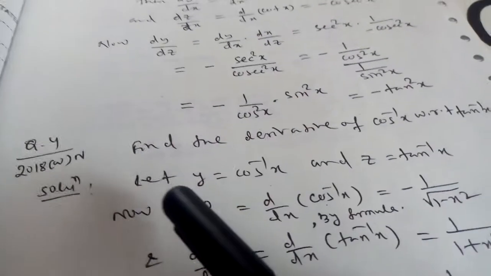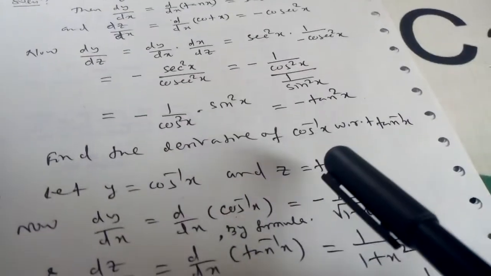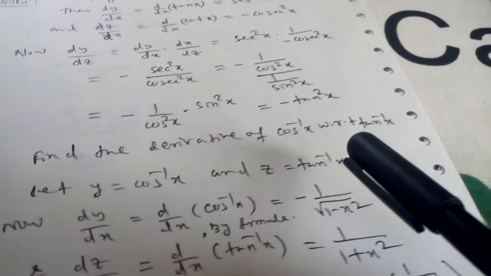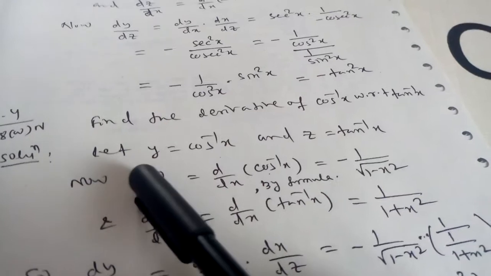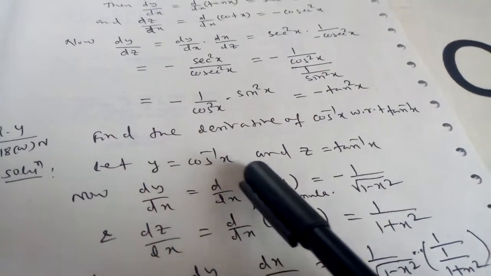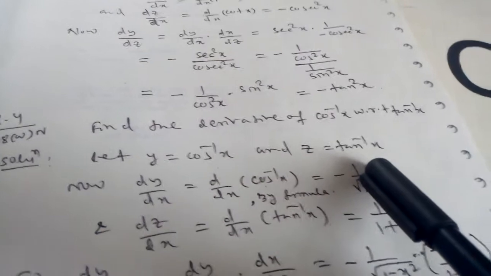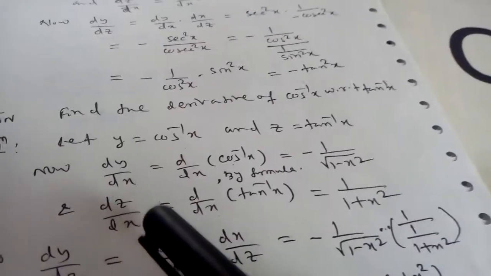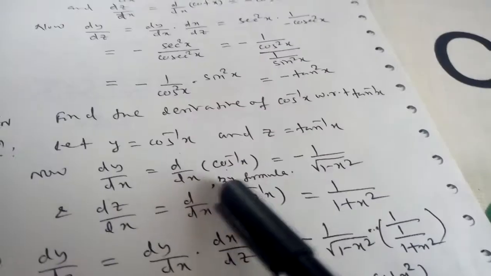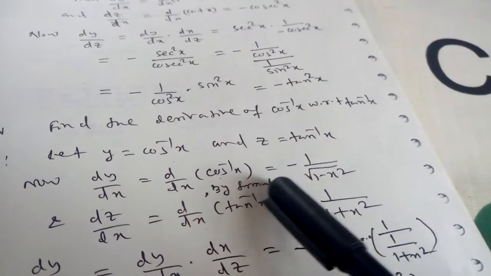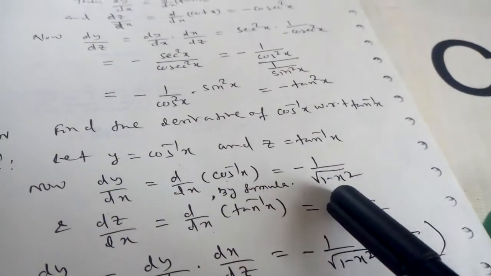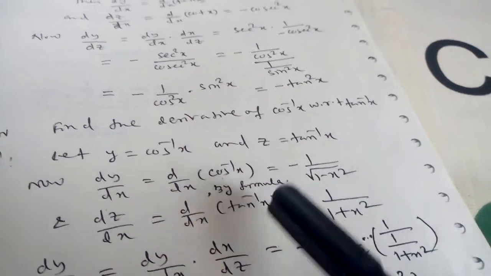So this is equal to minus tan square x. Then question number 4, 2018 winter new. Find the derivative of cos inverse x with respect to tan inverse x. Now the solution is, let y is equal to cos inverse x and z is equal to tan inverse x. Now dy by dx is equal to derivative of cos inverse x with respect to x is equal to minus 1 by root over 1 minus x square. This is by the formula.